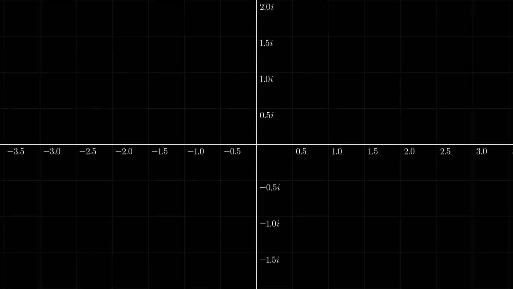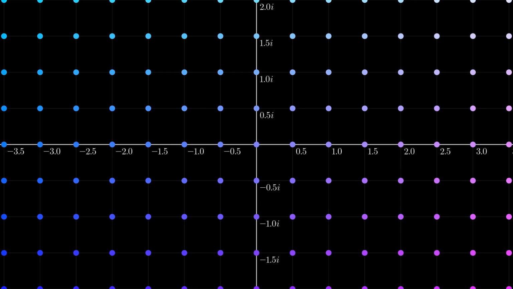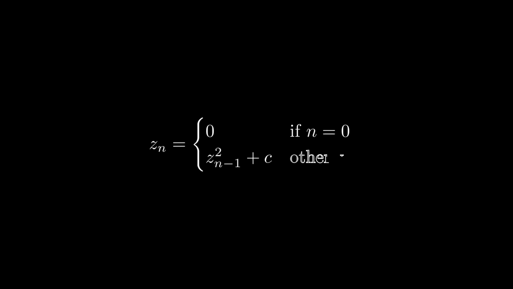Now that we reviewed complex numbers, we will be using them to represent pixels on the screen. The two components of each number represent the position of a pixel. For every complex number c, we can define the following recursive sequence. This sequence starts at 0, and the next term can be computed by squaring the previous term and adding the number c.